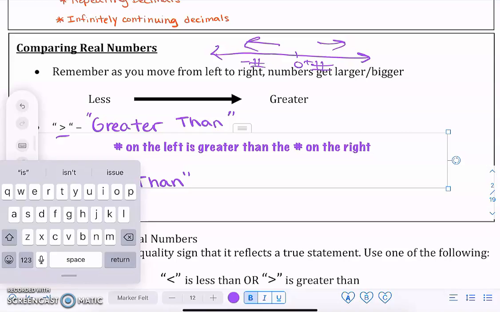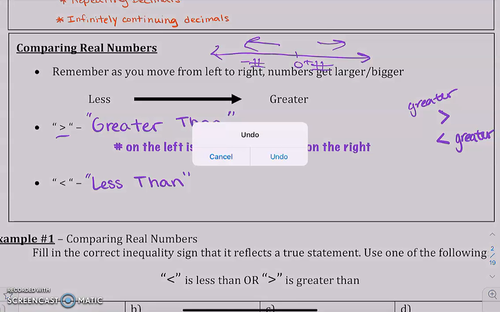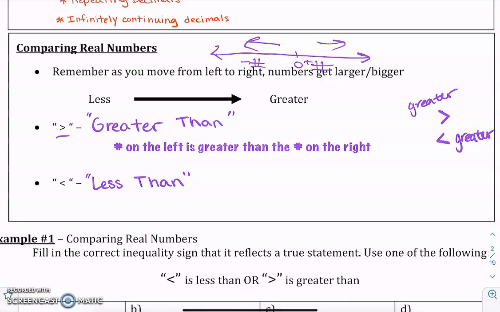Not R. So we really want the open end, no matter which direction it is, to be the greater number. But it is going to be important down the road to be able to read it and understand what sign it is that you're looking at. So the less than sign is when the mouth is closed on the left and open on the right. So the larger number is on that right side. So that's going to be less than. That means that the number on the left is less than or smaller than the number on the right.